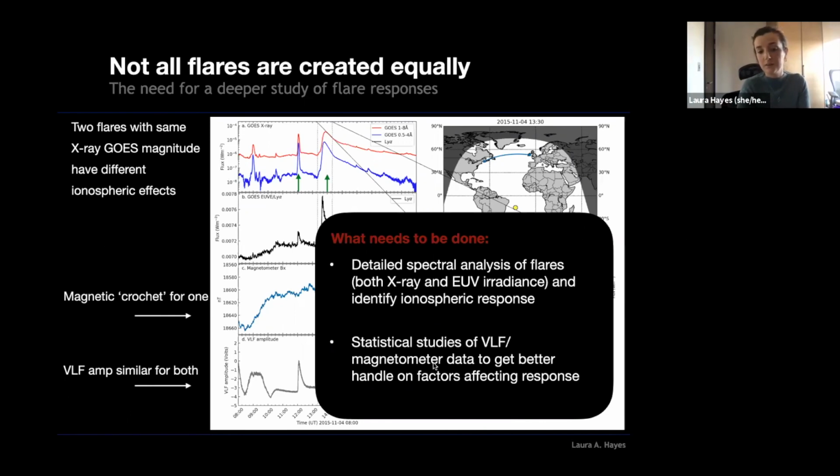A lot of times you have observatories that have co-located VLF and magnetometer data. So we should be able to first off have a look at how the E region and the D region are affected together, and what the spectral components are that really matter there for driving these geophysical impacts.